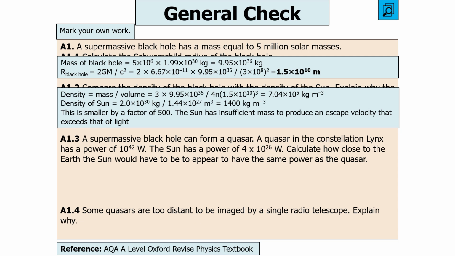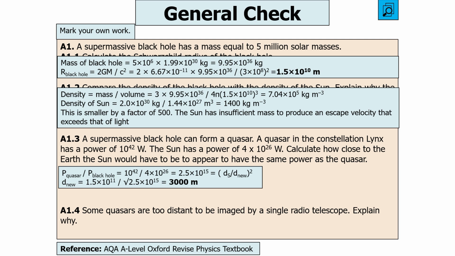In the next question, we've got to use the inverse square law, which is that P is proportional to 1 over d squared. So we can say the power of the quasar over the power of the Sun is going to be equal to the distance to the Sun divided by the distance to the quasar, because P is proportional to 1 over d squared. So therefore you pop in all your values, you work it all through, and you get your new value for d to be 3,000 meters.